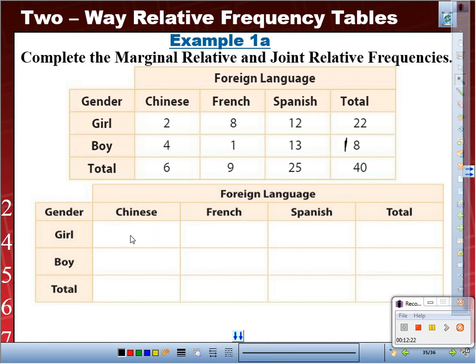Okay? So I'm going to do the first one for you. I'm going to do how many girls chose Chinese for foreign language. That one is 2 over 40, is that correct? Which is 1 over 20, which is, let's see, 1 divided by 20 doesn't fit in there, add a 0, doesn't fit in there, add a 0, fits in there, 5. So this is 0.05, which is 5%.